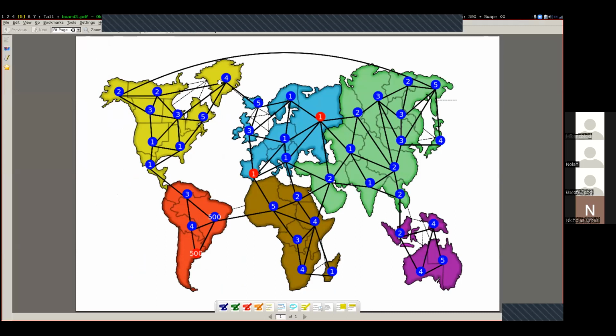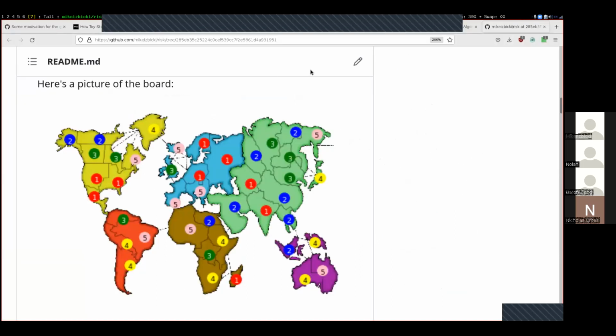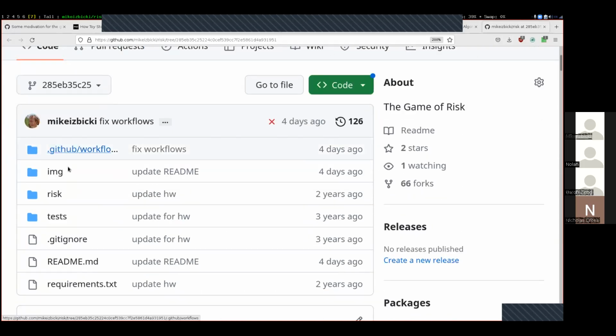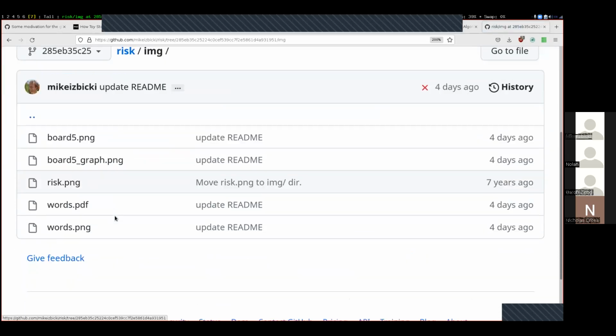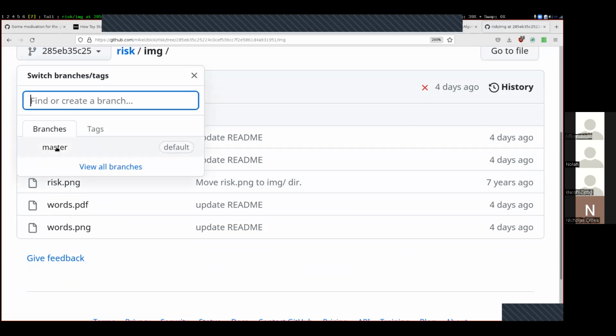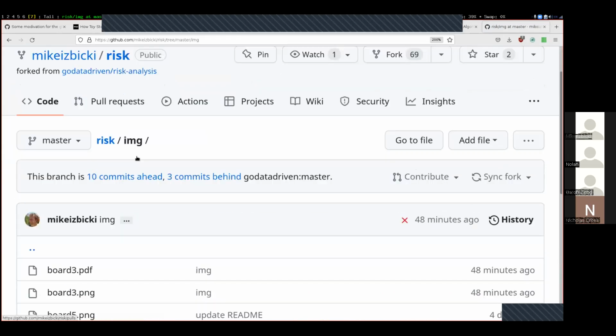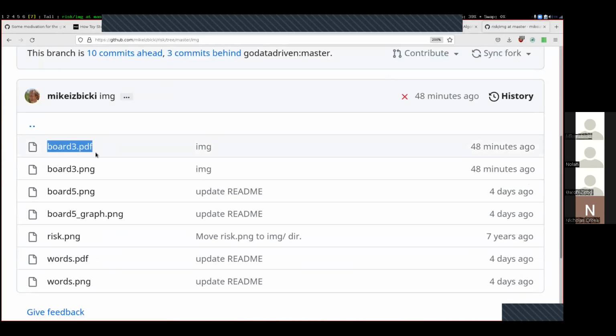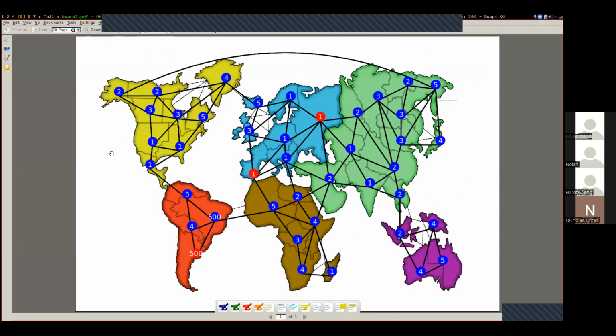Actually, before I go over this too, I should highlight for those watching online that this image is under the images folder, the two PDF files right here, words.pdf, and let's go to the master branch. Words.pdf and this board3.pdf. Those are the printouts that we're going over right now. This is the board3.pdf file.